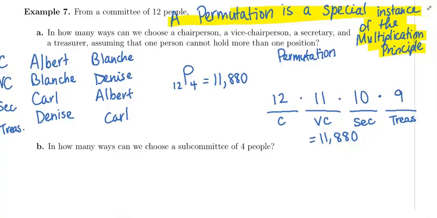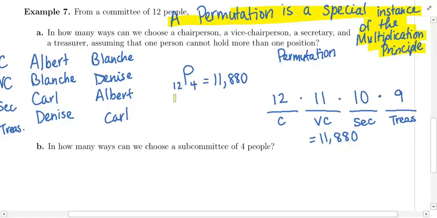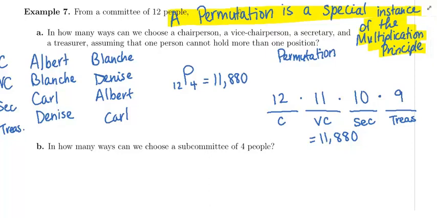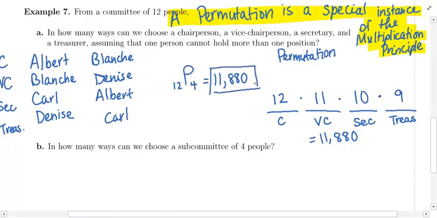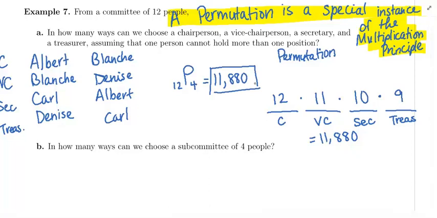So every permutation can be worked using the multiplication principle, but not every problem that you work using the multiplication principle is a permutation, if that makes sense. Regardless of whether you treated part A as a permutation or looked at it from the perspective of having choices to fill and used the multiplication principle, you should have come up with 11,880 different ways to choose the chair, the vice chair, the secretary, and the treasurer. So keep that in mind. Permutations can also be worked with the multiplication principle.